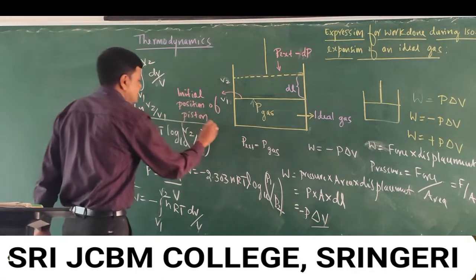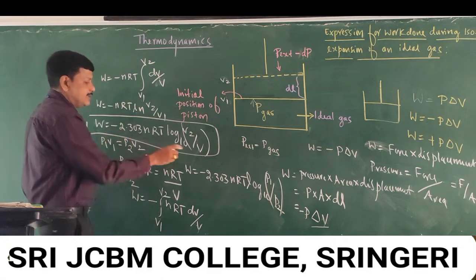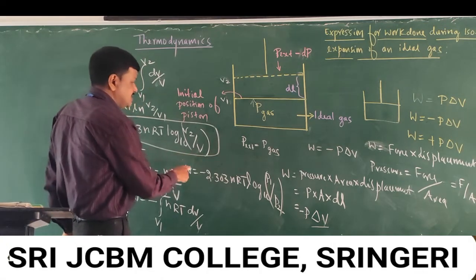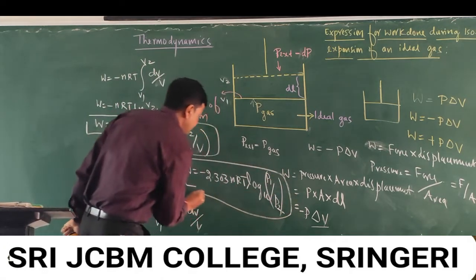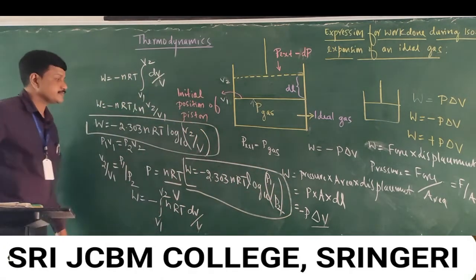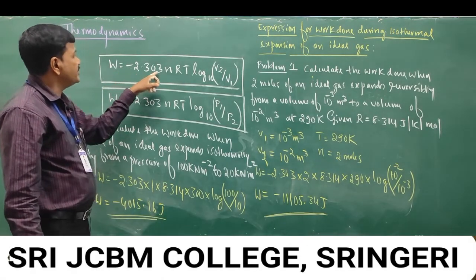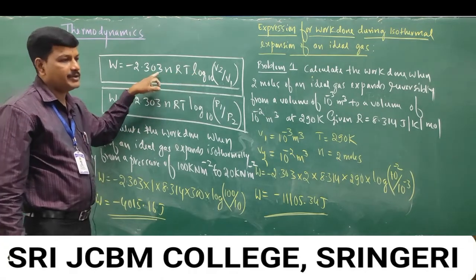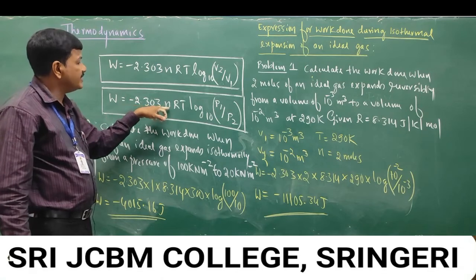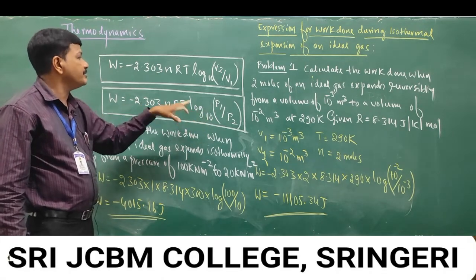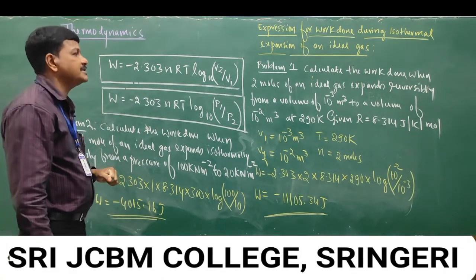When the volume is given, work done can be calculated by using this expression. When the pressure is given, work done is calculated by using the other expression. So W is equal to minus 2.303 nRT log V2 by V1, and W is equal to minus 2.303 nRT log to the base 10 P1 by P2. These two are expressions for work done during isothermal expansion of an ideal gas.